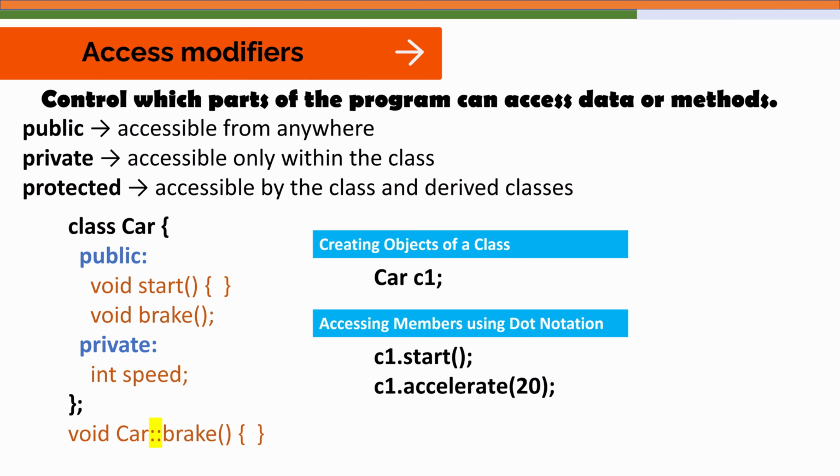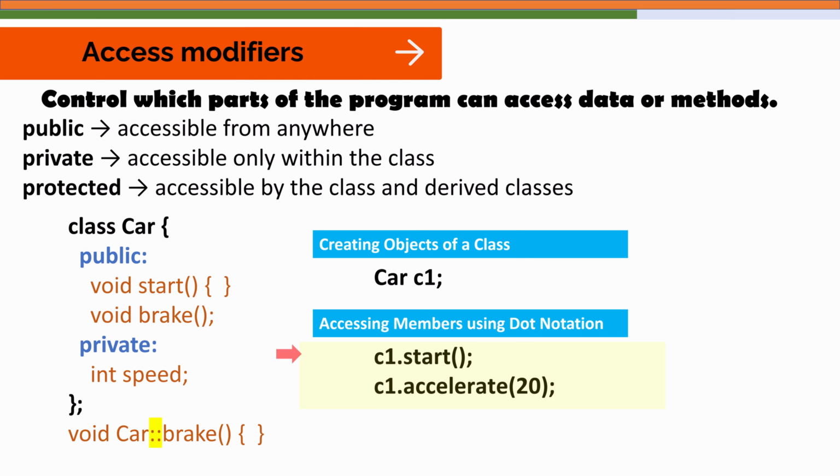That means we create a variable of that class type, just like you can see in this example, car C1. Here car is the class name and C1 is an instance or object of that class. So once we have an object, we can access its public members like methods or attributes using dot notation. For example, we can see the call C1.start. It executes the start function belonging to that specific object.